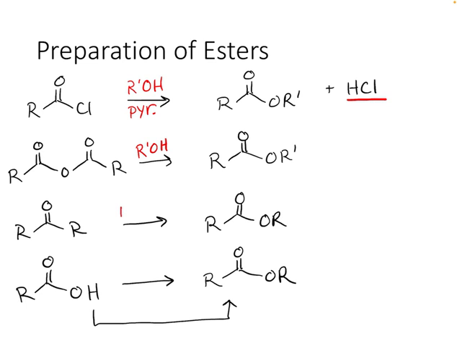We use a peroxy acid. So that one is slightly different. So notice that we're just kind of squeezing an oxygen in between the carbonyl group and one of the alkyl groups there. And then finally, how do we turn a carboxylic acid into an ester?